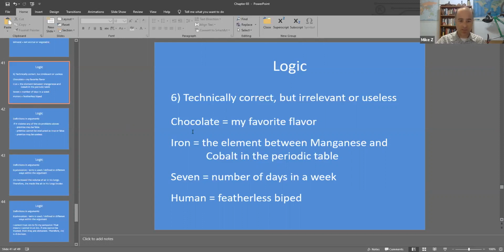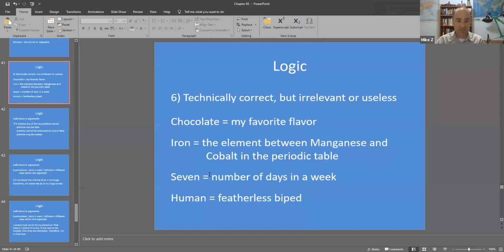I've got a couple other examples. This one I like too. So iron. Oh, so what's iron? Oh, that's the element between manganese and cobalt in the periodic table. Okay, great. It is technically correct, but it's useless. This doesn't tell you what iron is. It just tells you its position on the periodic table. Or you could give the number, right? It's number whatever on the periodic table. Okay, well, I guess that's technically correct, but it's not useful.